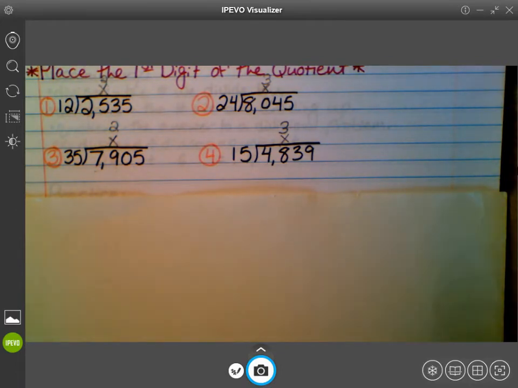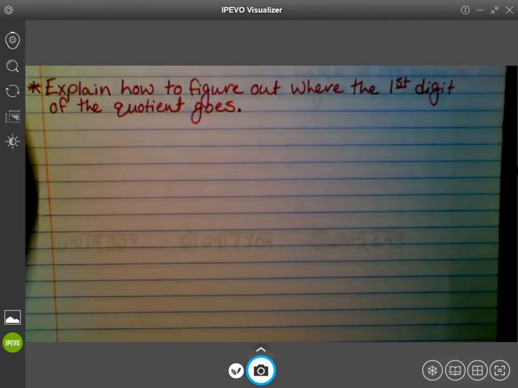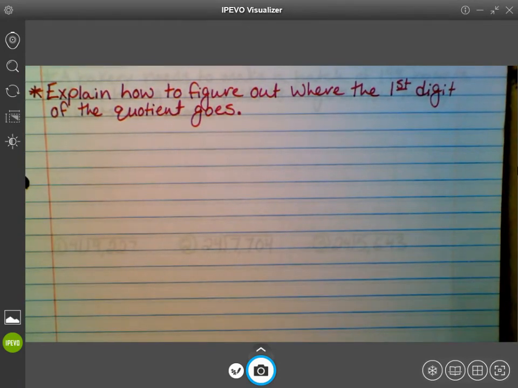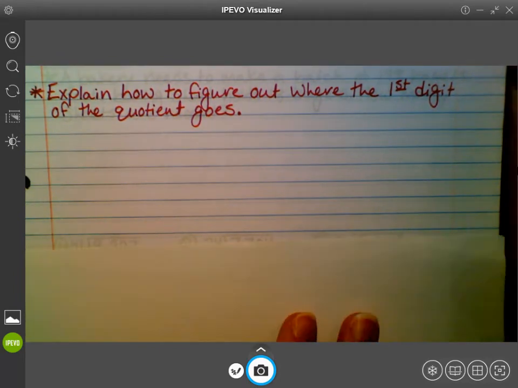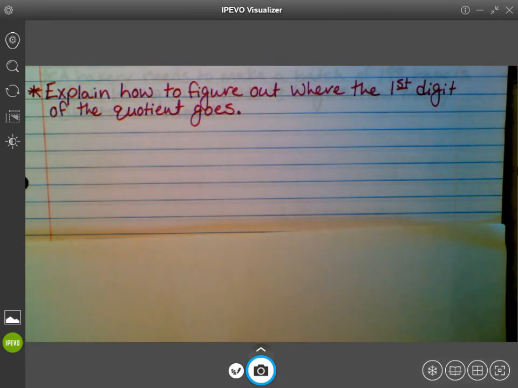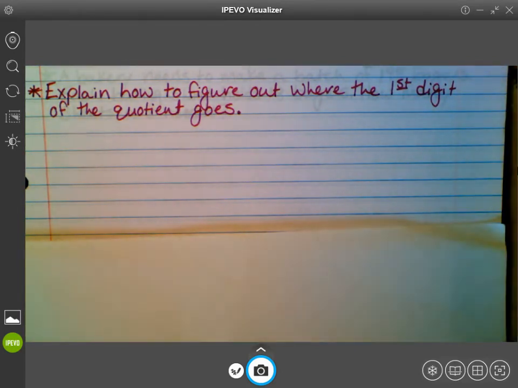The last thing we're going to do, and we're going to write this down, talk about it, and then you're going to write your answer to the question. Okay? So, it's a quick question, or not really a question, but it says, explain how to figure out where the first digit of the quotient goes. So I want you to go ahead and write that down in your notebook. Write that down in your notebook. Explain how to figure out where the first digit of the quotient goes. Once you have this written down, put a thumbs up. I don't want you to answer it yet.